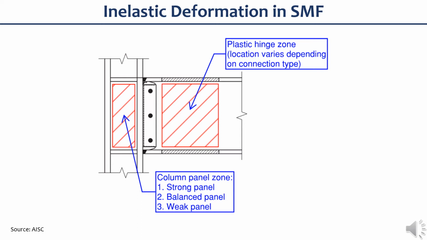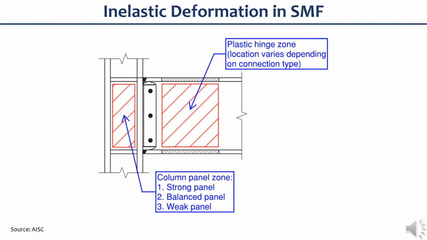There are three basic approaches used that relate the strength and inelastic behavior of the panel relative to the strength and inelastic behavior of the framing members in the connection. First is the strong panel, where the panel zone strength is greater than the surrounding framing components to the point where the vast majority of the inelastic deformation occurs in the beam.